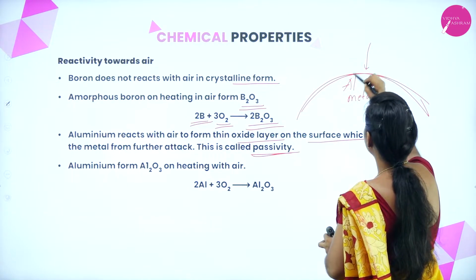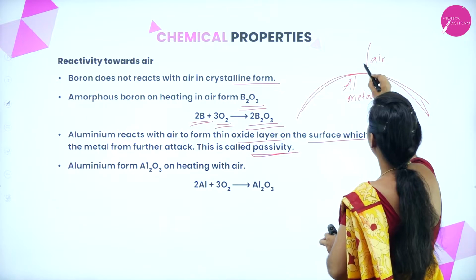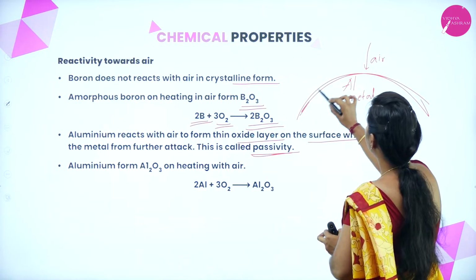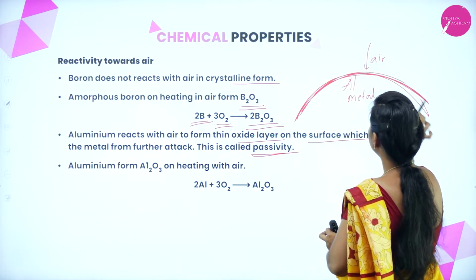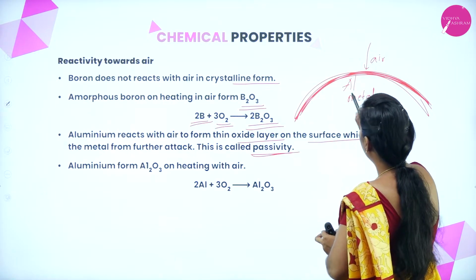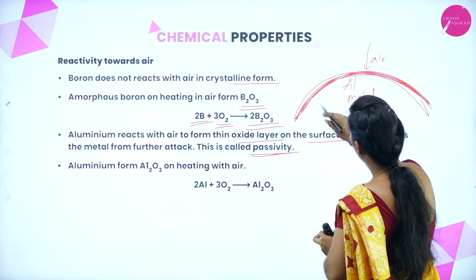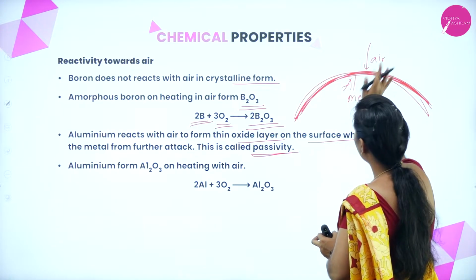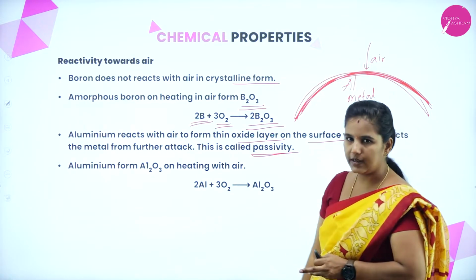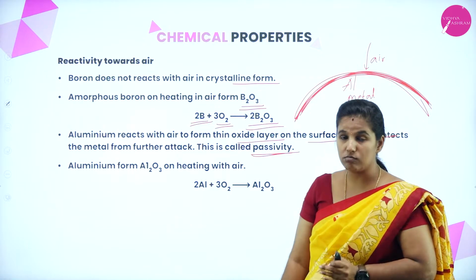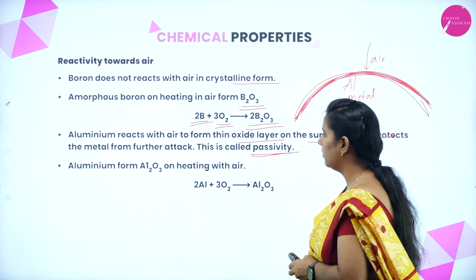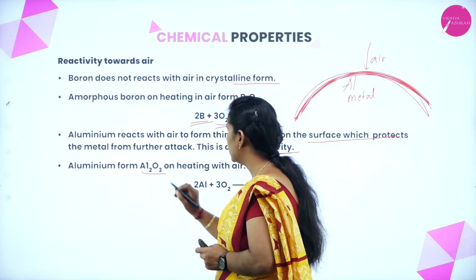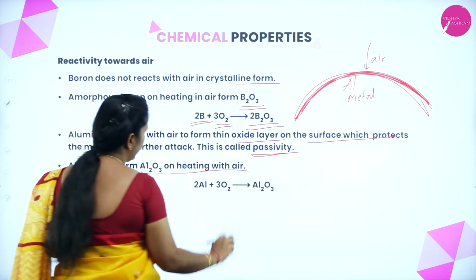If it is exposed continuously to the air, it reacts with the atmospheric air, thereby forming a protective shield around the metal. And thereby, it does not allow the remaining part of the metal to react with the air. This process we call as what? Passivity, which we can observe only in the case of aluminium. Aluminium forms Al2O3 upon heating with water.